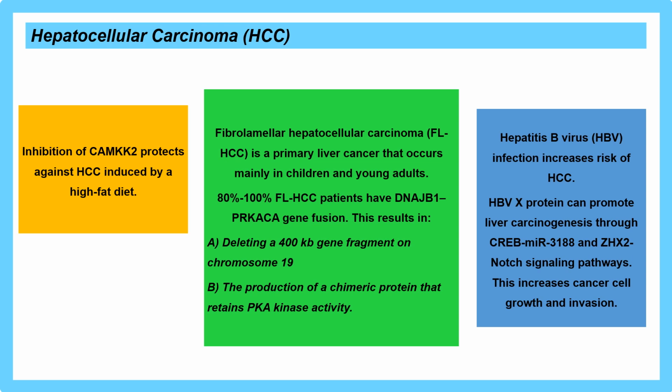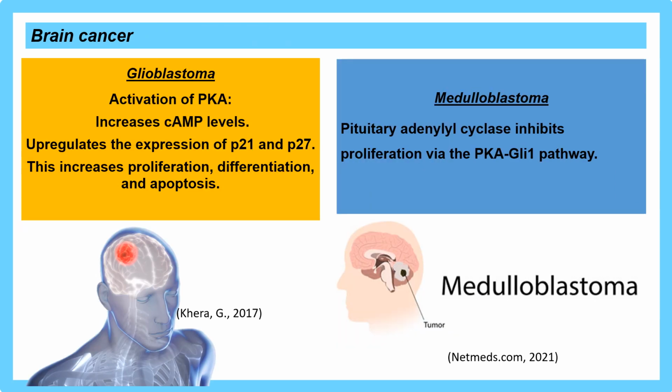Now, hepatitis B virus increases the risk of liver cancer, and more specifically, you have HBx protein that can promote liver cancer, and this is via CREB, miR-3188 and ZHX2 Notch signaling pathways. And because CREB is part of the signaling pathway we discussed today, this is why it's been mentioned. And this is what increases the cancer cell growth and invasion there.